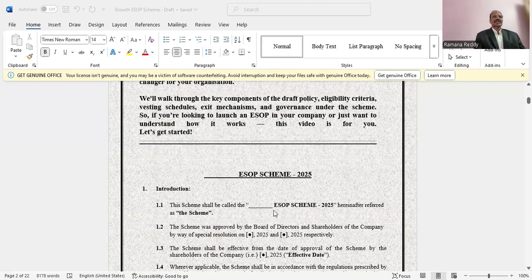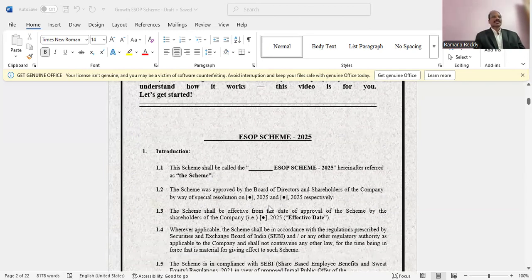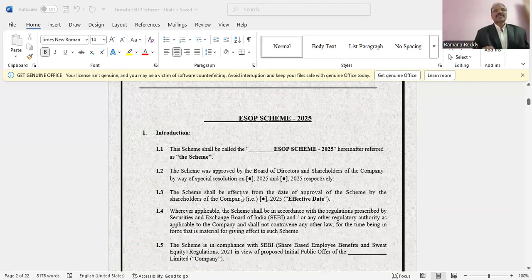This is ESOP scheme 2025. So this scheme shall be called DAS ESOP Scheme 2025, or you can give your company name, hereinafter referred to as the scheme. This scheme first has to be approved by the board of directors and shareholders of the company by way of special resolution. Here we will write the dates, the board resolution date and the members' approval date. The scheme shall be effective from the date of approval of this scheme by the shareholders. So that is the effective date. We'll fill the date here.